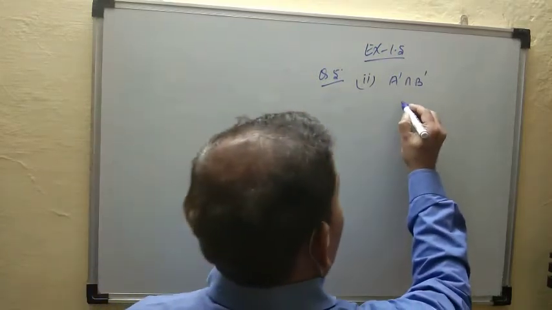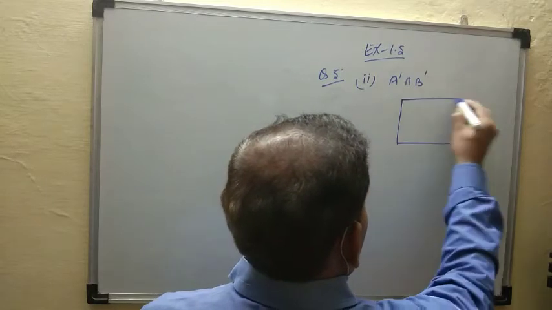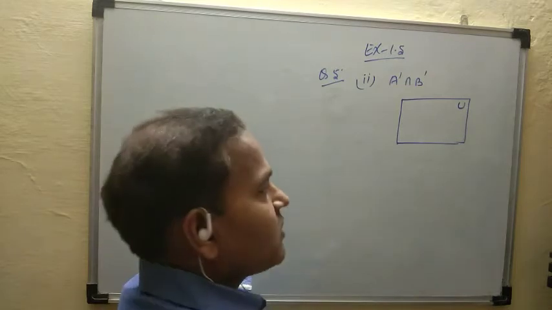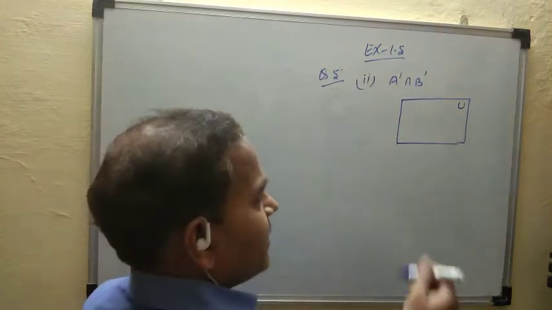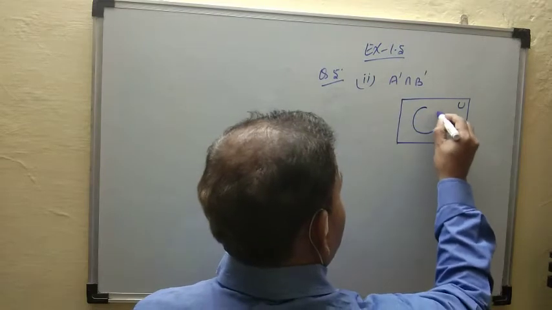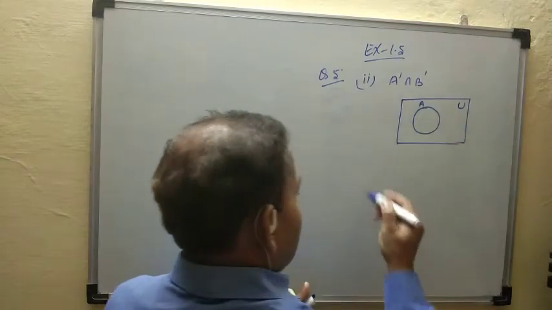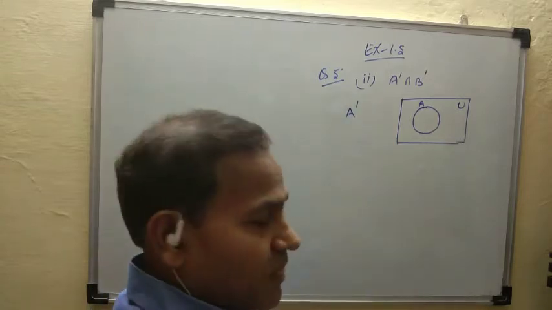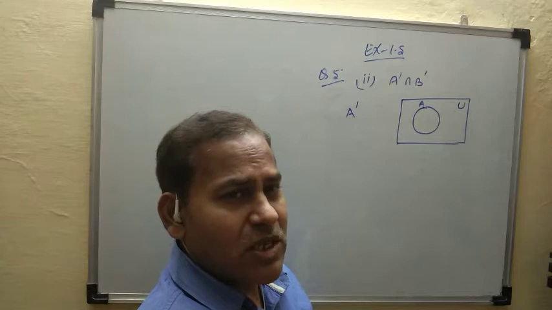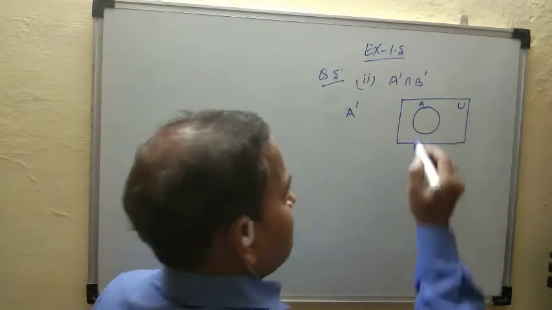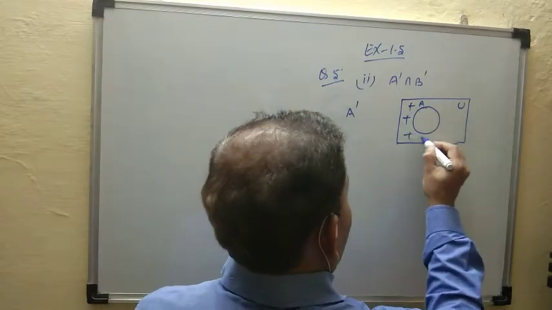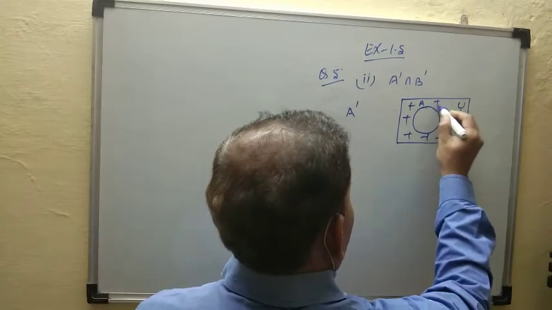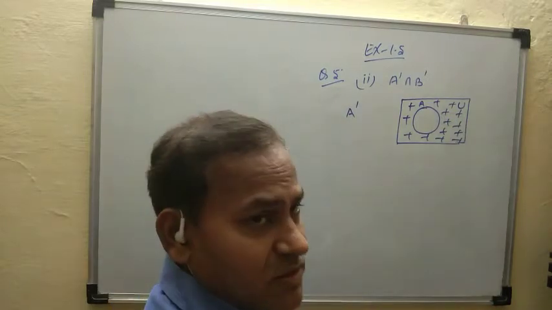For a Venn diagram, first draw a rectangle for the universal set, then draw a set A. Suppose this one is set A. Now draw the Venn diagram of A complement. A complement is outside of A. Suppose this is outside of A. This is the Venn diagram of A dash.